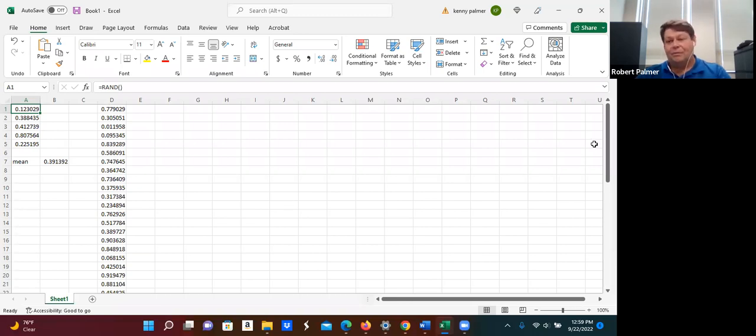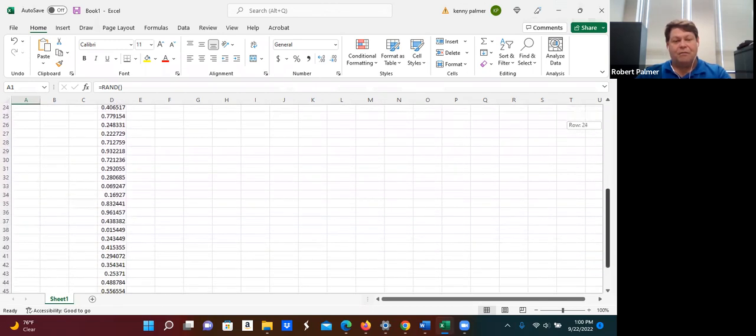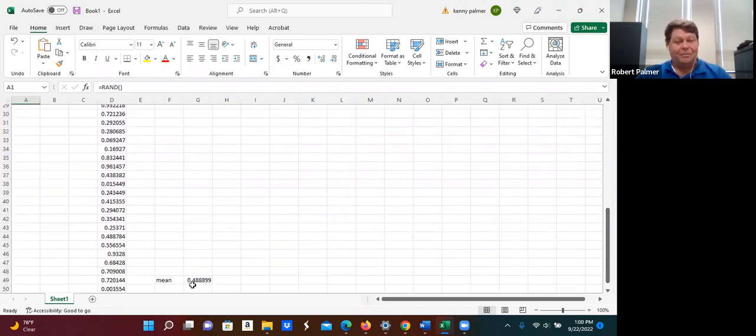Well, this next column, what I did is I did the same thing except with 50 random numbers. Let's go down here to the very bottom. I found the mean again. This time it's much closer to 0.5.